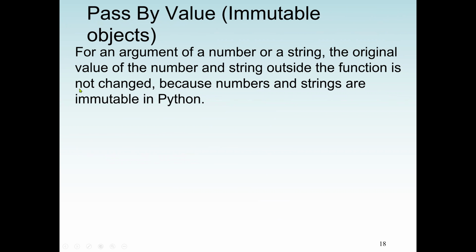So here we say for an argument of a number or a string, the original value of the number and string outside the function is not changed, because again, numbers and strings are immutable. They cannot be changed in Python.